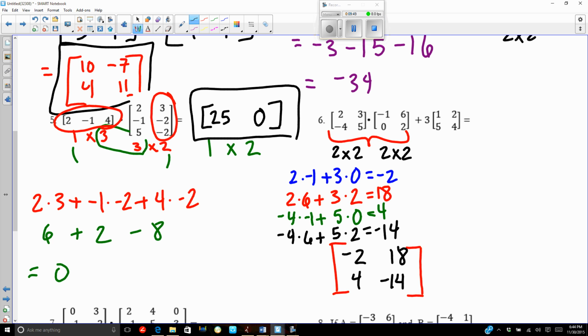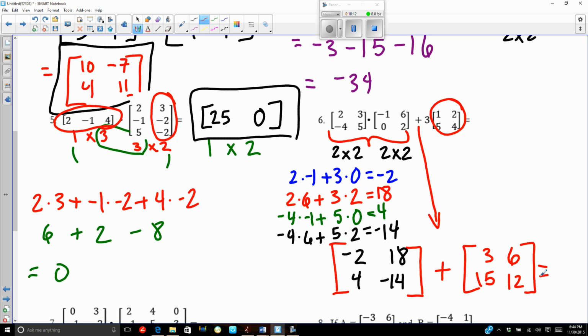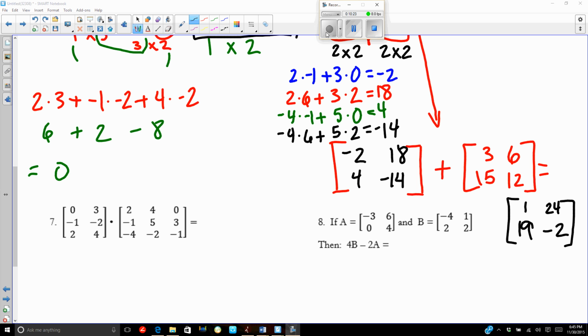So the next thing we need to do is multiply everything in this matrix right here by 3. And then we're going to bring down the addition sign there as well. So 3 times 1 is 3. 3 times 2 is 6. 3 times 5 is 15. 3 times 4 is 12. And now we're just simply adding those two matrices together. So just add the numbers in the corresponding positions, and that'll be your answer. So this is our complete answer to number 6.